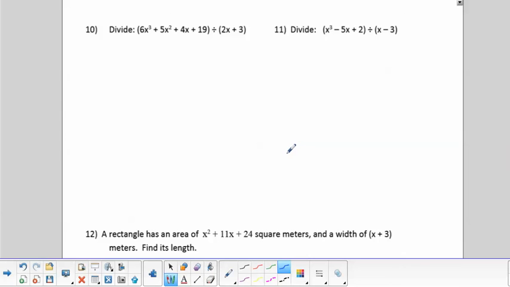Alright, here we have two division problems. Now remember, synthetic division is generally easier, but you can only use it if you have a linear factor with a leading coefficient of 1. So a linear factor means that we're dividing by something that's not x squared or x to the third, and the leading coefficient is 1. So this one we'll be able to use synthetic. For this one, because we have a leading coefficient of 2, we're going to do long division. So we're going to do 2x plus 3 into 6x to the third plus 5x squared plus 4x plus 19.